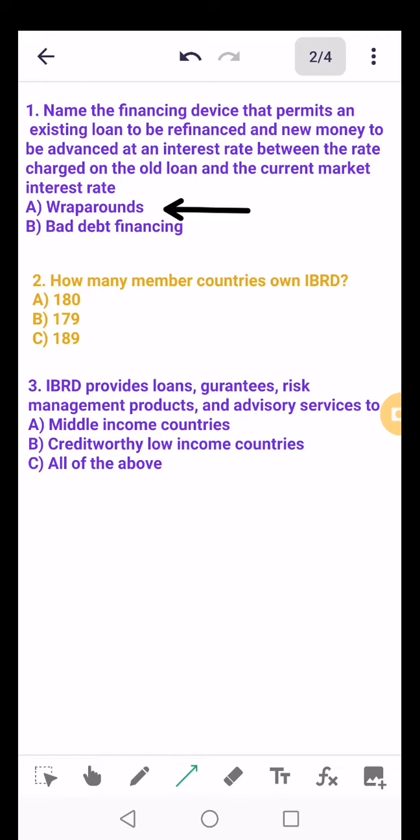IBRD is International Bank for Reconstruction and Development. There are how many nations in IBRD, or how many member countries own IBRD? The answer is 189. 189 countries own the IBRD. It was formed in the year 1944.